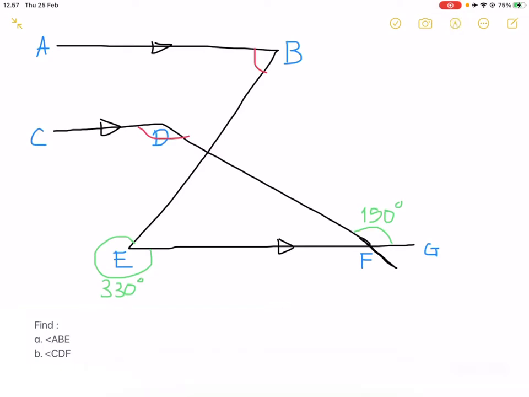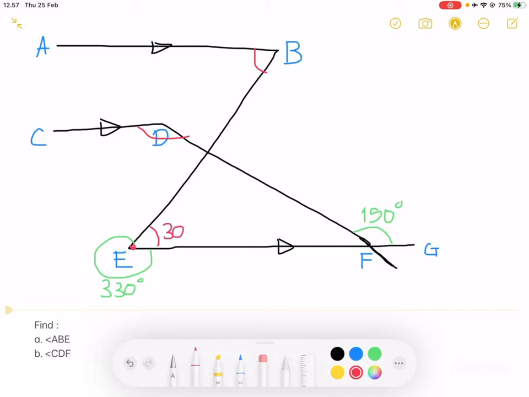Alright, so first you can notice that the reflex angle at E is 330 degrees, and that means the acute angle at E must be 360 degrees minus 330 degrees by the sum of all angles at a point. So this will be 30 degrees.